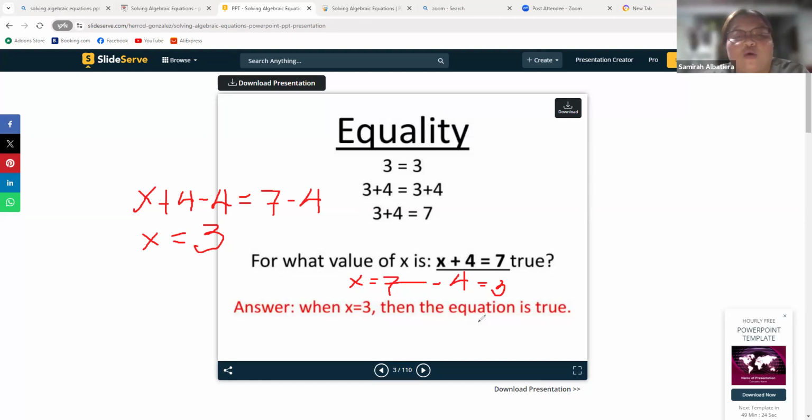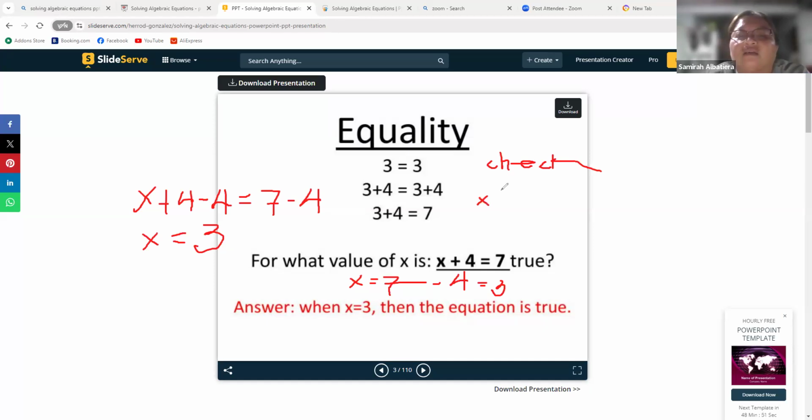How about if we are being asked to check if it is true that x is actually equal to 3? So what we are going to do when we check, I'm going to write this here: check. By checking, copy the original equation. What is the original equation?